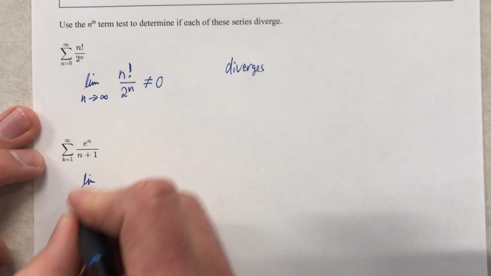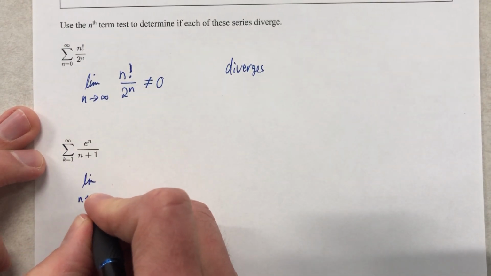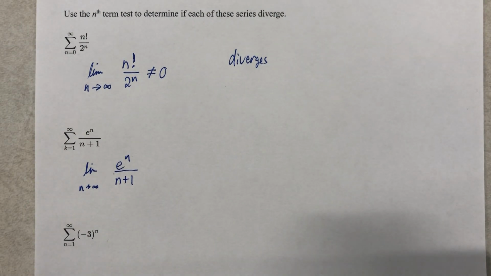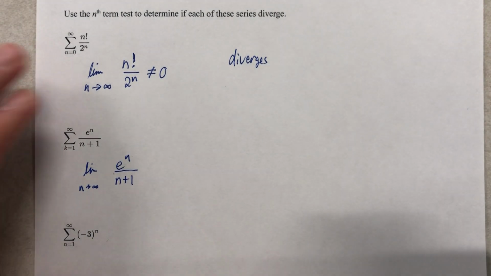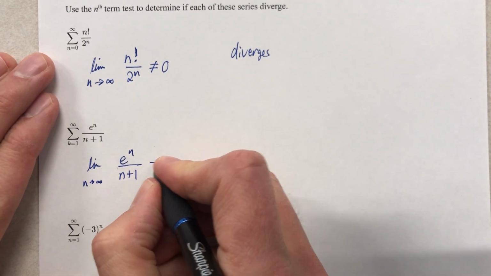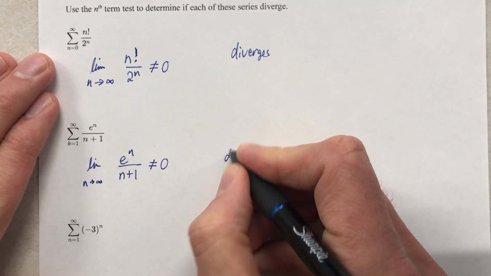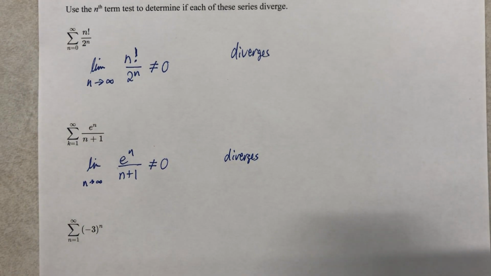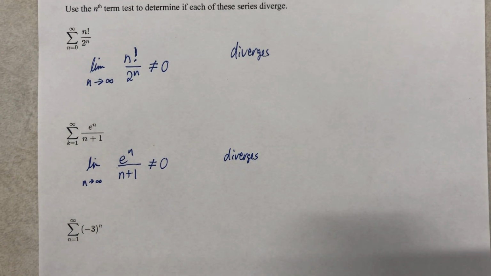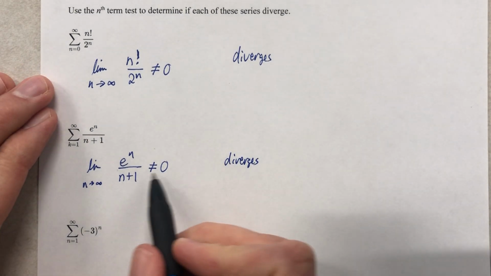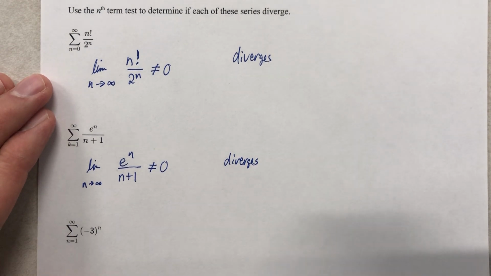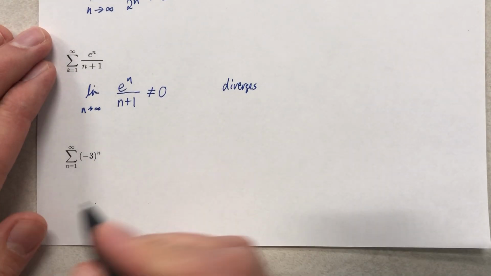The limit as n approaches infinity of e to the n over n plus 1. Okay, who's more powerful, numerator or denominator? Numerator. For that reason, this thing does not equal 0. Therefore, we have a divergent series. This one's easy. This test for divergence is going to happen off the top of your head. You would look at it and say, does this approach 0 or not? It doesn't approach 0, not a chance of convergence. So definitely divergence. All right, let's do the next one.